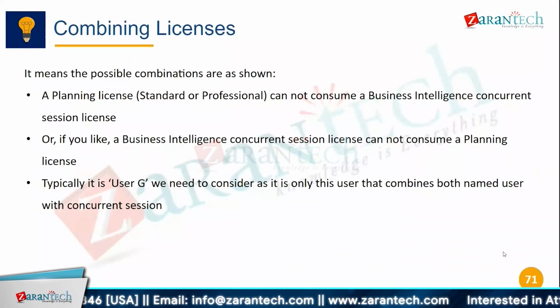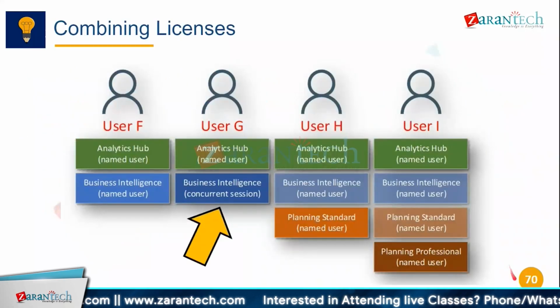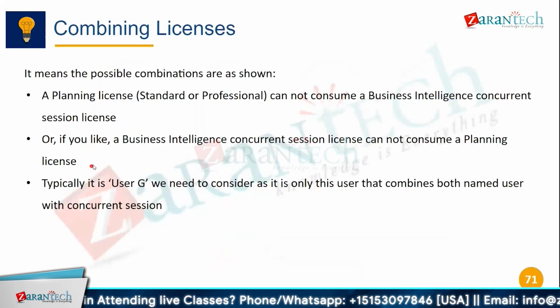We have given the same thing in textual description. Possible combinations: a planning license, standard or professional, cannot consume a business intelligence concurrent license. As I said, one role can consume only one license. A planning professional role can only consume a planning professional license. It cannot consume a business intelligence license. The rest we already covered.